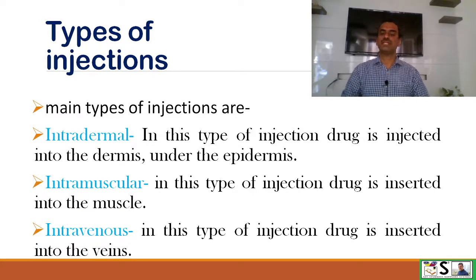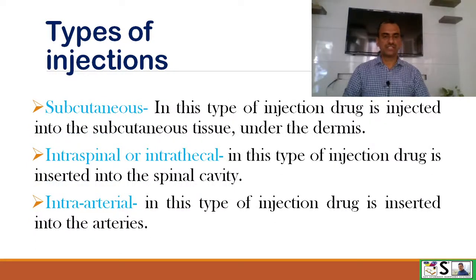Intramuscular. In this type of injection, the drug is inserted into the muscle. Intravenous. In this type of injection, the drug is inserted into the veins. Subcutaneous. In this type, the drug is injected into the subcutaneous tissue under the dermis. Intraspinal and intrathecal. In this type, the drug is inserted into the spinal cavity. And intra-arterial, in which the drug is inserted into the arteries.